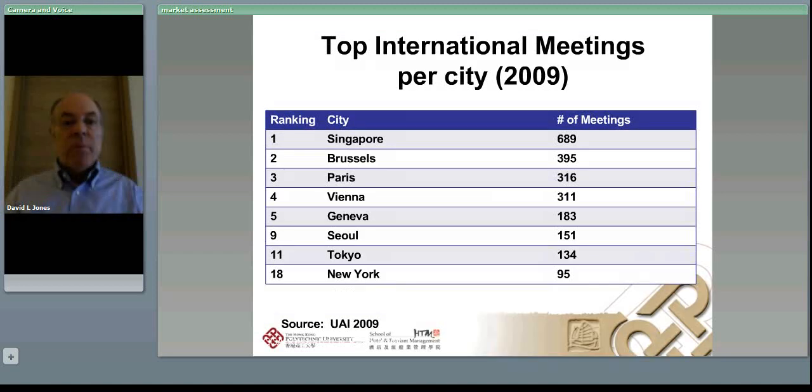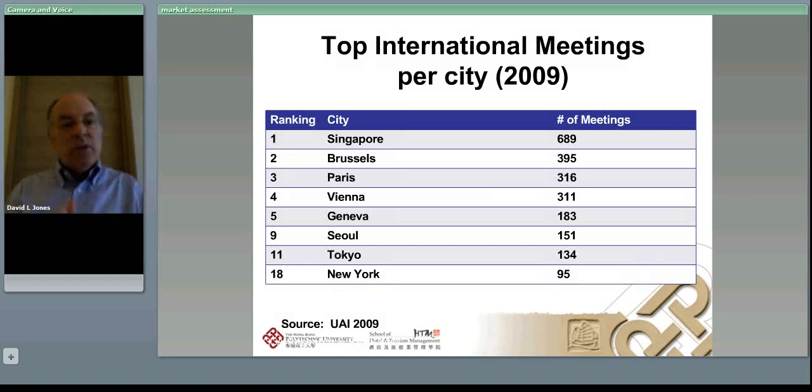Top international meeting cities. Again, of course, Singapore, number 1. Brussels, Paris, Vienna. You don't see the U.S. come in until number 18. But again, I caution you that when they talk about international meetings, there are so many large national and small portion international meetings in the U.S. that it doesn't really figure too well in the comparison here.